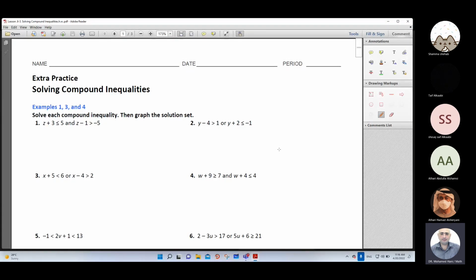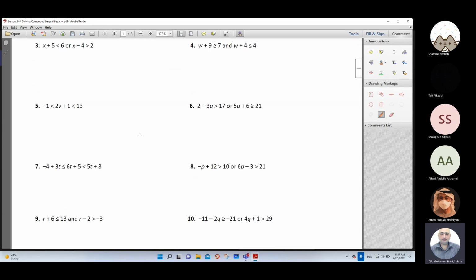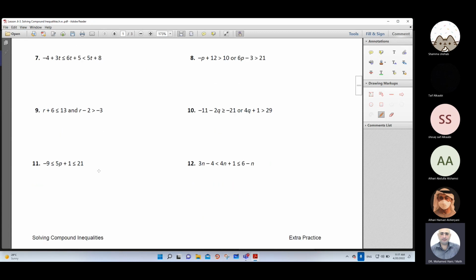Math grade 9 algebra 1. We are in module 6 lesson 3, solving compound inequalities. Today we want to continue our work in this lesson. We have extra practice. In the previous lesson we solved from number 1 to number 11. Now we want to continue with number 12.